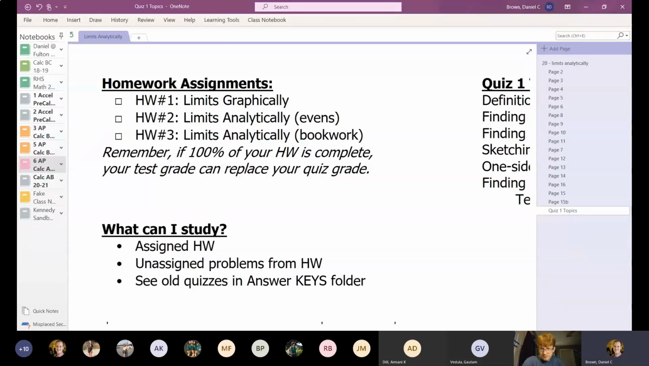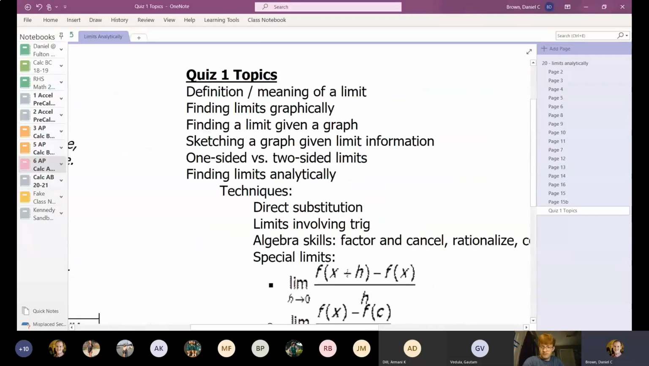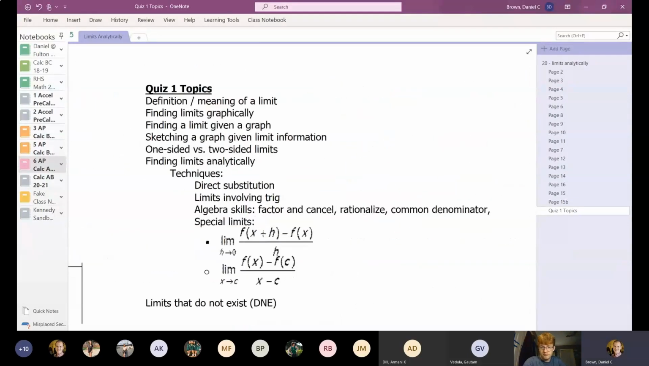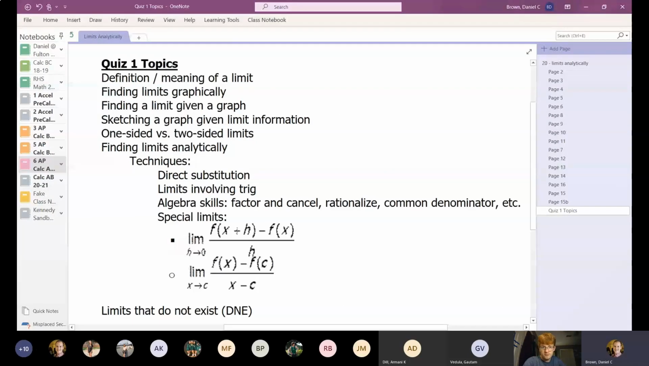I did want to remind you that your quiz is on Friday. There is a list of topics that will be on your quiz. I will send this out as well and post it in Teams, so don't feel like you have to copy that down. I'll post it as an announcement in the general tab.